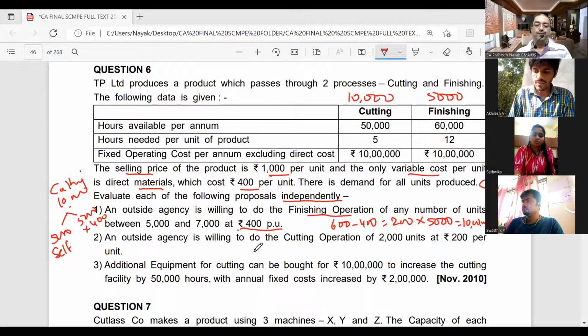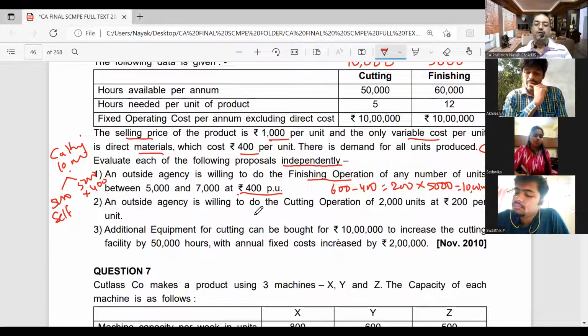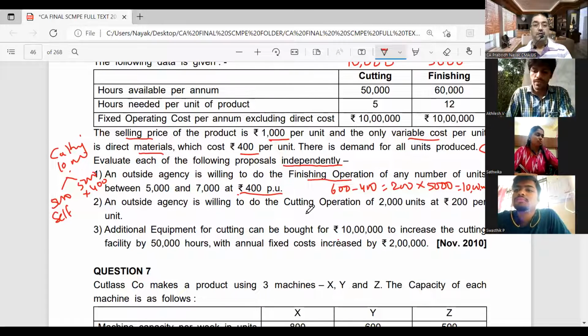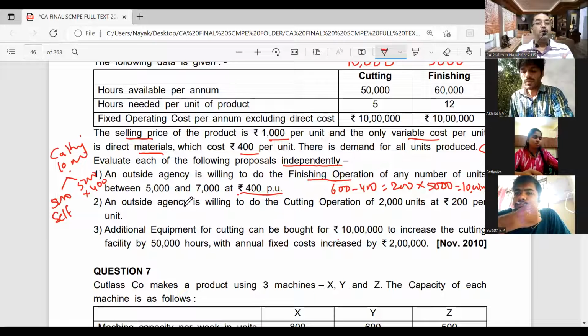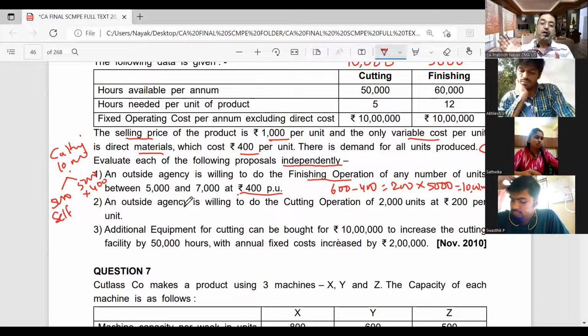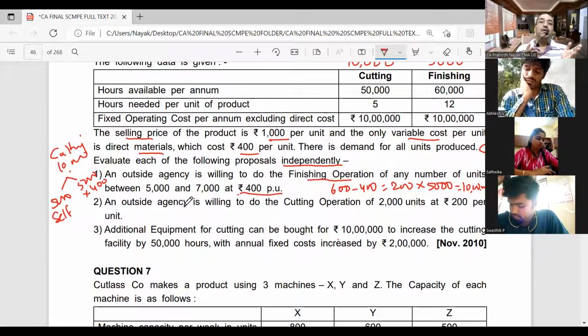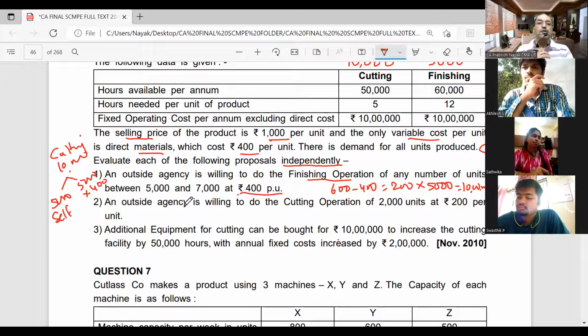Okay, let us see option 2. Option 2 says an outside agency is willing to do the cutting operation of 2,000 units at 200 rupees per unit. Cutting operation. I'm having already a spare capacity there, idle capacity there. Why will I go in for cutting operation? Do I need to go for further cutting operation? No, because my capacity itself is idle for 5,000 units. I'm having still a capacity of 5,000. So why will I hire an outside agency for 2,000 units? Not required. So write down option 2.